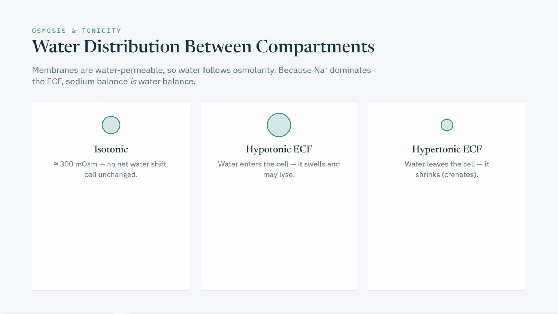tonicity and water shifts. If the ECF becomes hypotonic, too watery, water rushes into the cells and they swell, maybe even burst. If the ECF becomes hypertonic, too salty, water is pulled out and the cells shrivel. This is the crucial takeaway, because sodium drags water with it. Controlling sodium balance is controlling water balance. This is why the next slide is really about both at once.